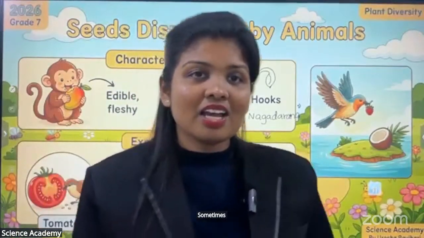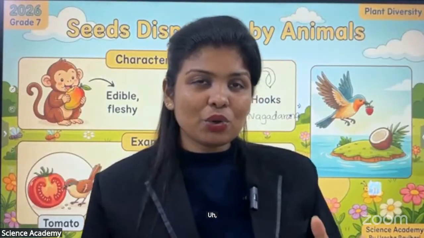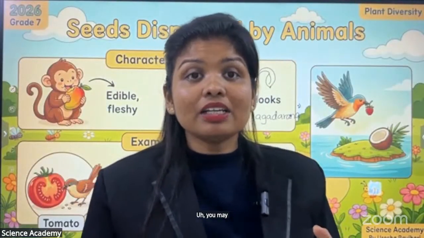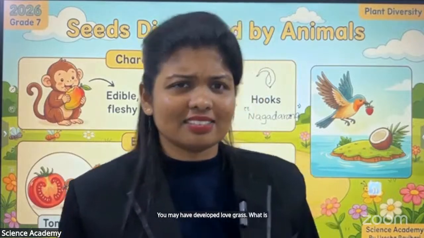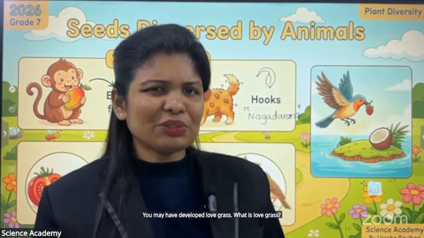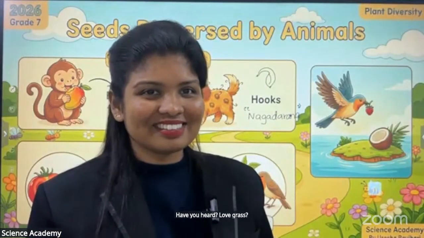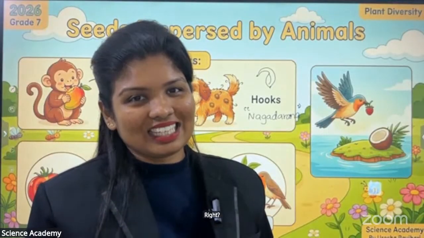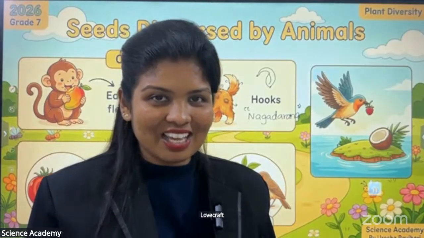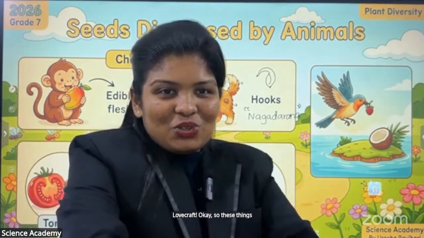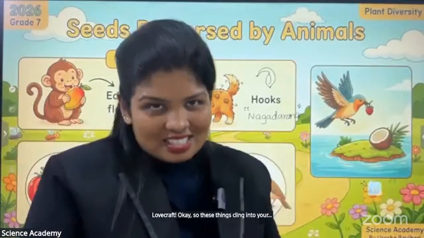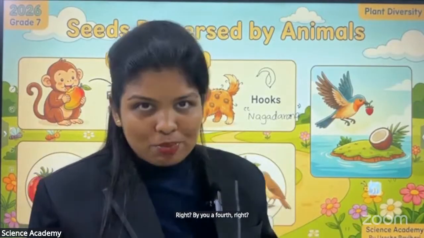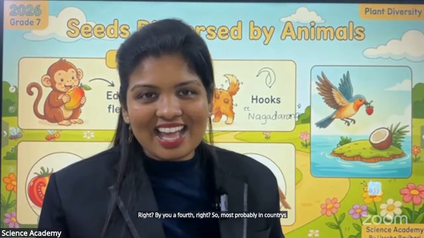Sometimes children, some plants, you may have heard about love grass. What is love grass? Have you heard? No, teacher. Grass means tuttiri. Love grass. So these things cling to your socks, right? If you are walking in the countryside, most probably we can see that.